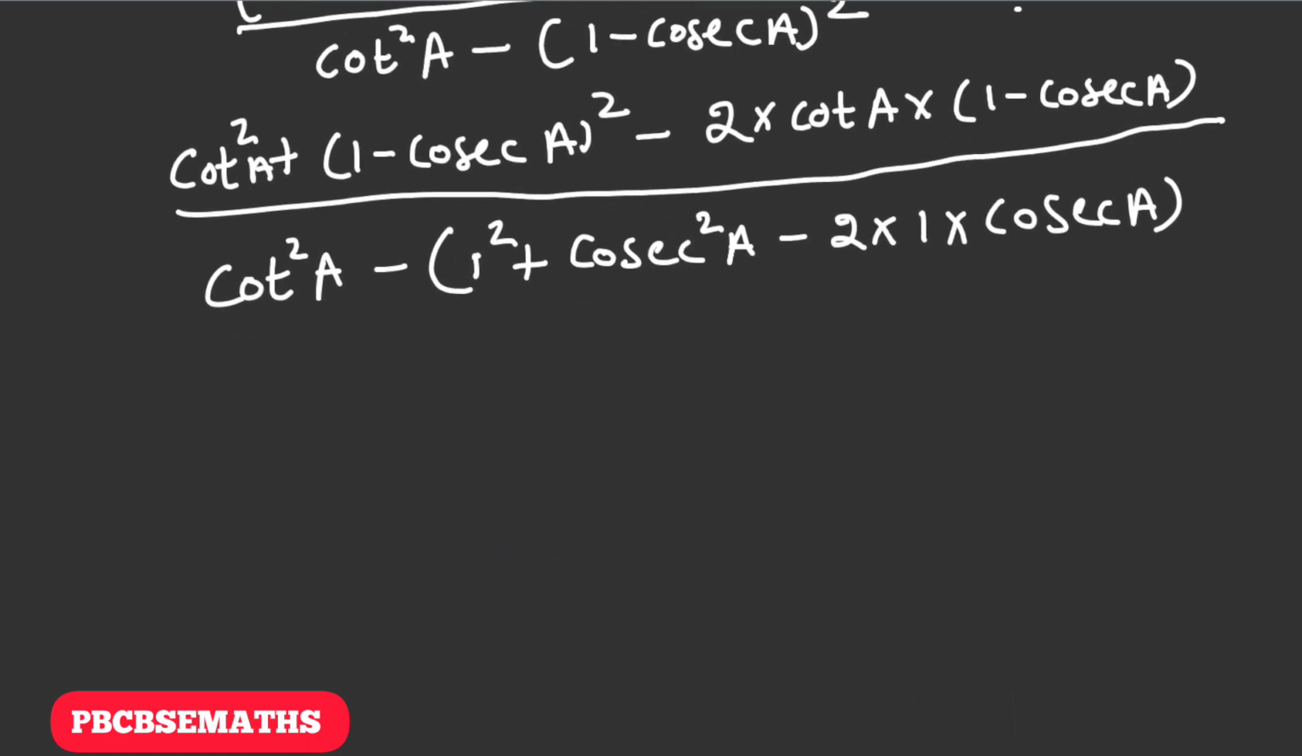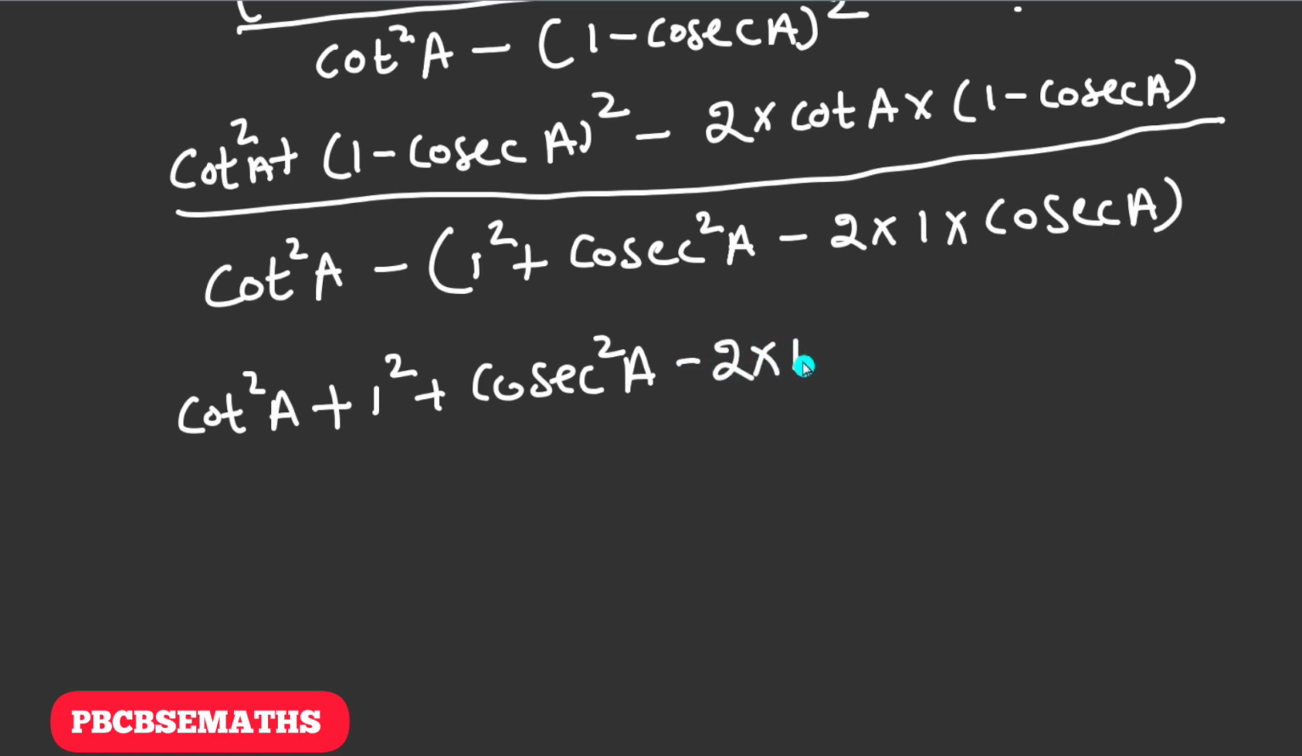let's keep this cot square a first term as it is, plus again this term is in the form of (a minus b) whole square, so just expand it just like this. So expanding it, we get 1 square plus cosec square a minus 2 into 1 into cosec a.